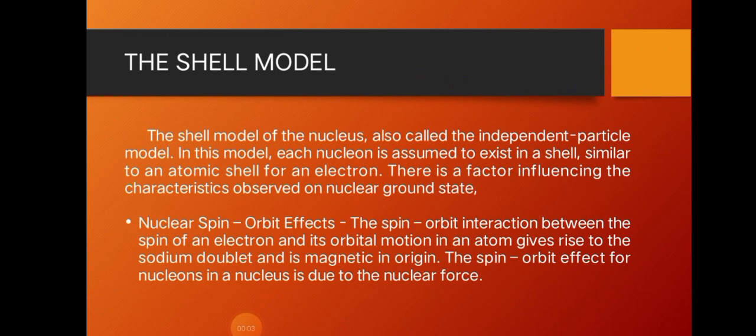The shell model. The shell model of the nucleus is also called the independent particle model. In this model, each nucleon is assumed to exist in a shell, similar to an atomic shell for an electron. There is a factor influencing the characteristics observed in the nuclear ground state, like the nuclear spin-orbit effects. The spin-orbit interaction between the spin of an electron and its orbital motion in an atom gives rise to the sodium doublet and is magnetic in origin. The spin-orbit effect of nucleons in a nucleus is due to the nuclear force.